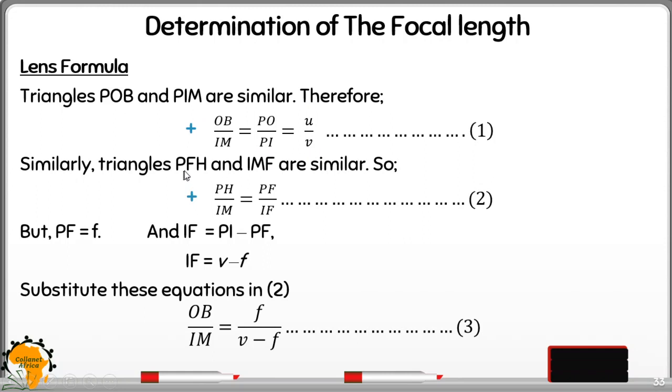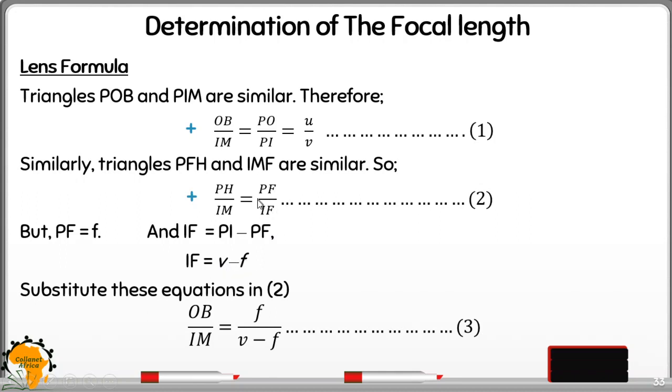Similarly, the triangles PFH and IMF are similar. This is PH over IM is equal to PF over IF. But remember, PF is our focal length we have shown in the diagram. And for us to get the IF, you need the image distance PI minus F. PF is the focal length. So IF, we can say that it is V minus F.